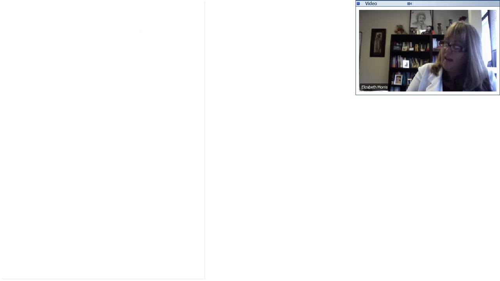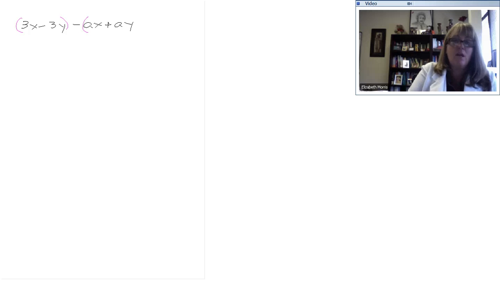What if I had 3x minus 3y minus ax plus ay? Well, I have 4 pieces, so I have to group, but this time I'm separated by a subtraction sign. So we have to group this with the subtraction sign on the inside.